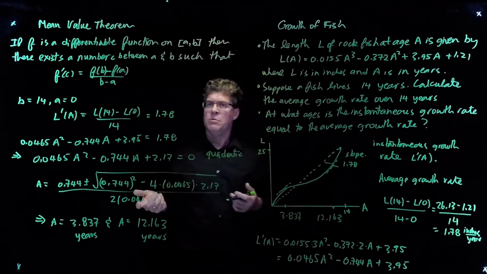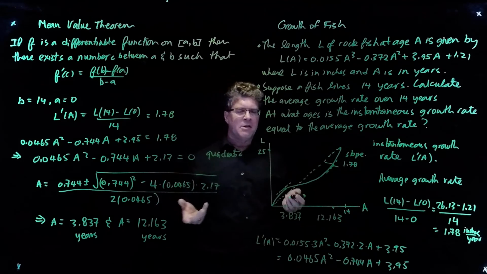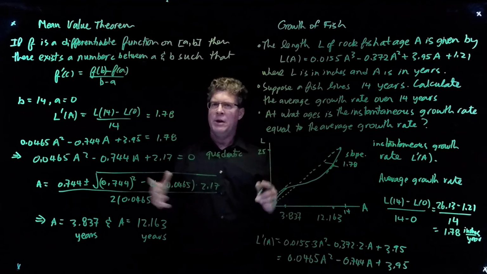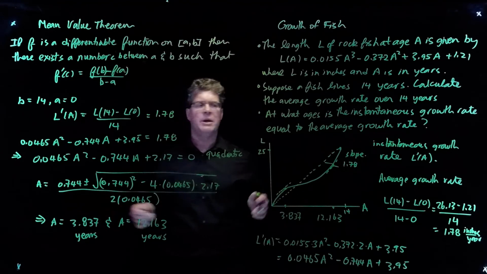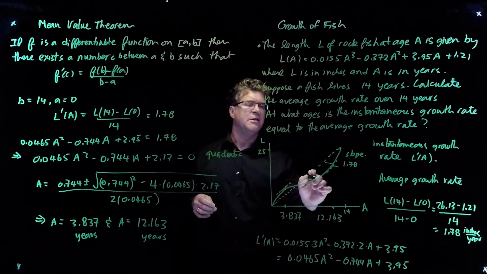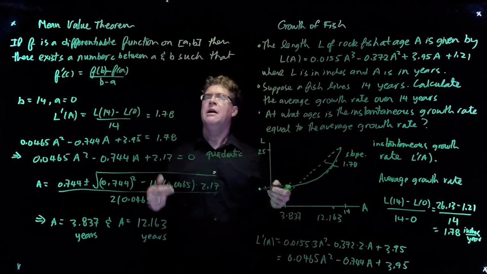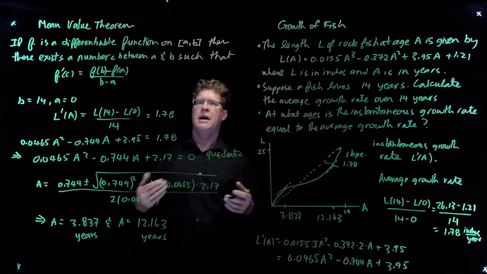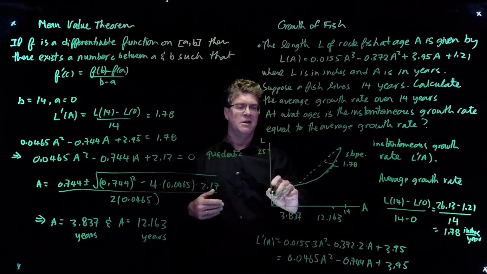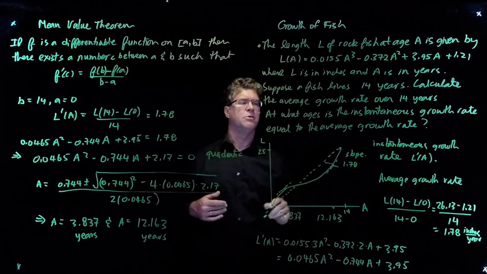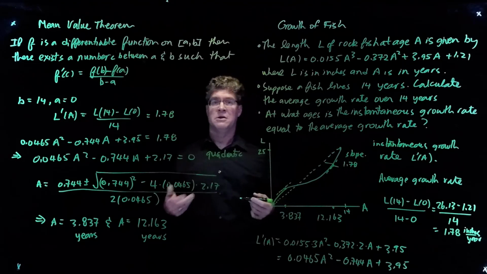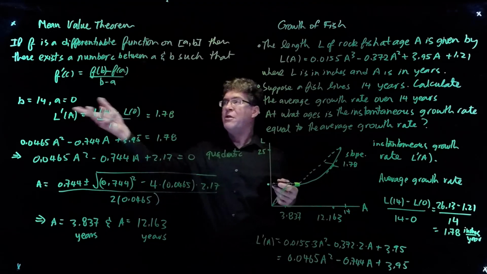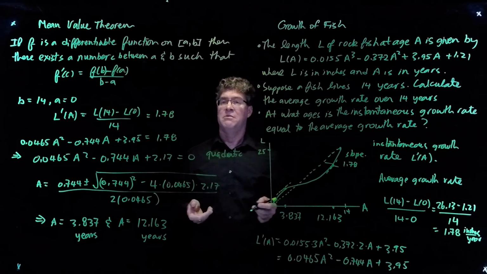To understand why this would be true, the fish starts off growing quite quickly. We see the slope of the line is quite large initially. Then when it gets to middle age, it slows down a little bit, so L isn't increasing as much. But interestingly, when it gets a little bit older, the growth rate speeds up again. So there are two times when we see this transition from fast to slow and from slow to fast growth rates, where the growth rate equals the average growth rate. This is a physical interpretation of the mean value theorem for the case of the growth of fish.